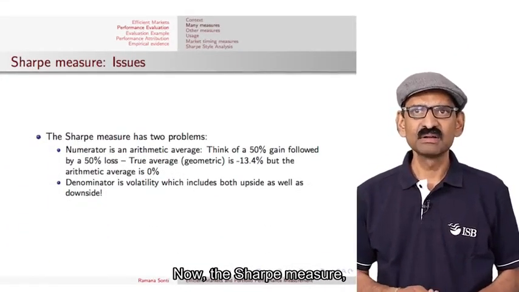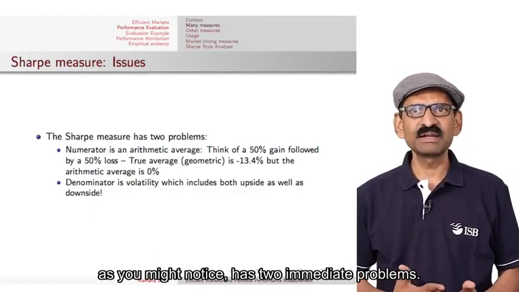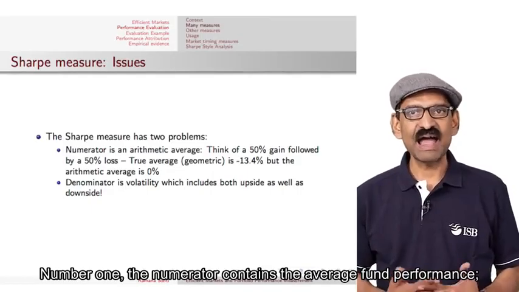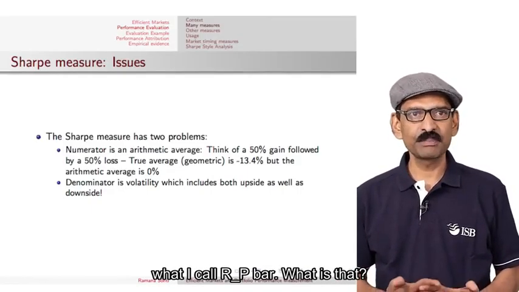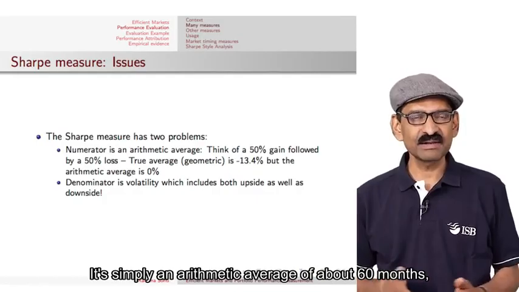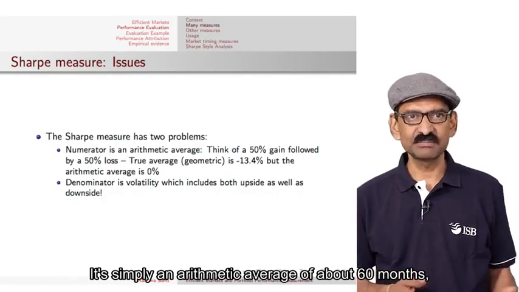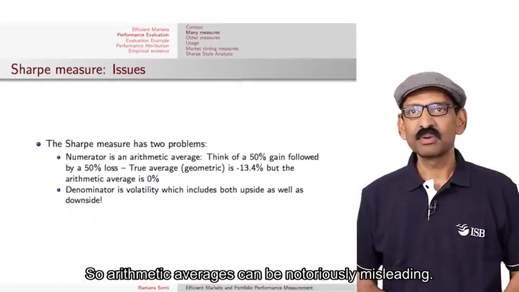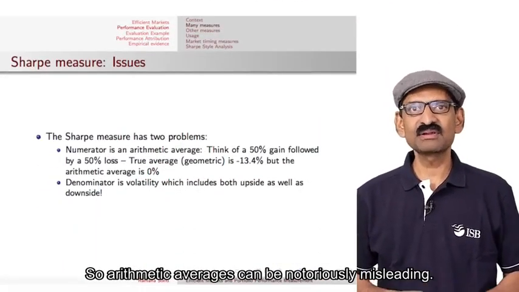Now, the Sharpe measure, as you might notice, has two immediate problems. Number one, the numerator contains the average fund performance, what I call RP bar. What is that? It's simply an arithmetic average of about 60 months or 48 months or 12 months of the fund returns. So, arithmetic averages can be notoriously misleading.